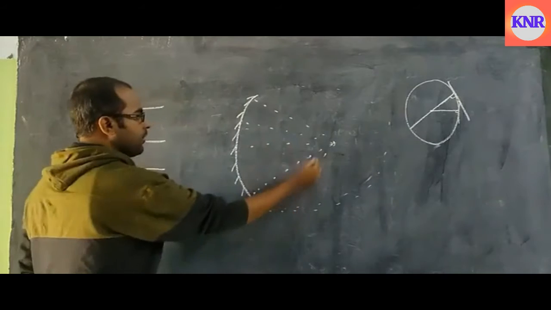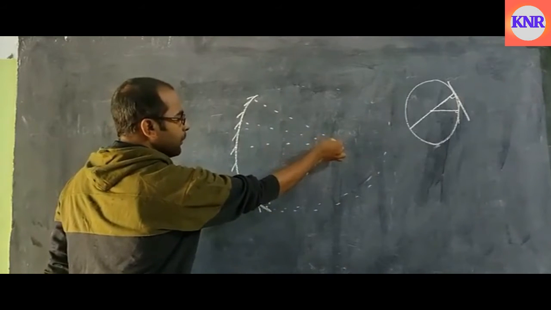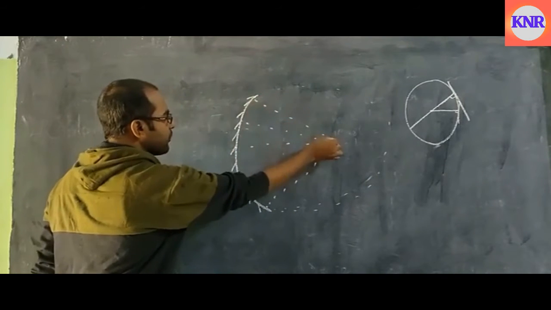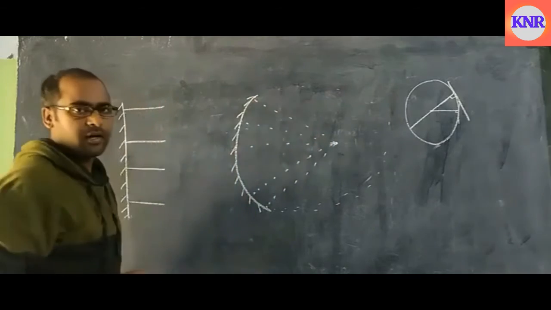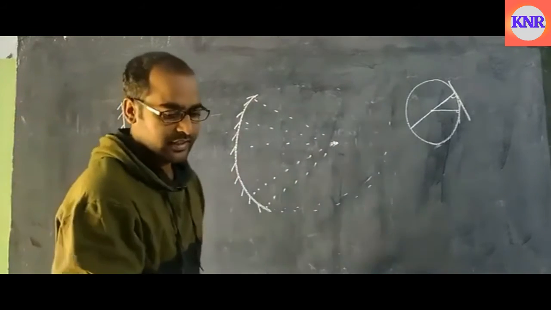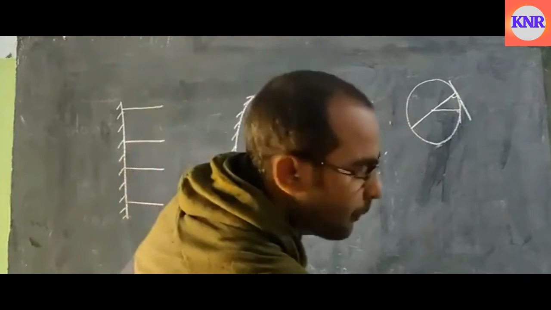In the same manner, from the center of curvature of this mirror to any point on the mirror, if you draw a line, that acts as a normal. So that is in the case of a concave mirror.